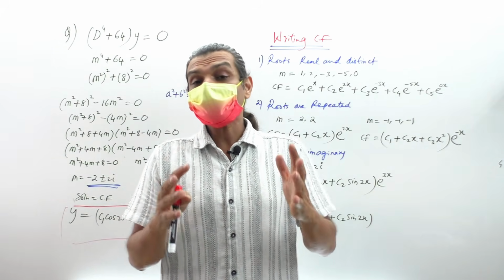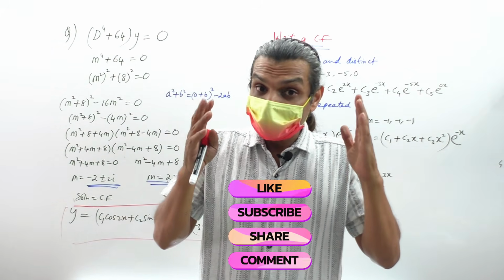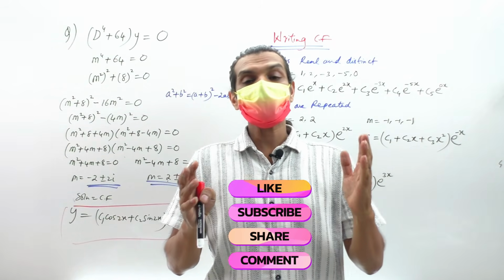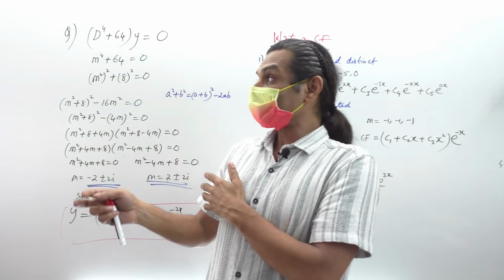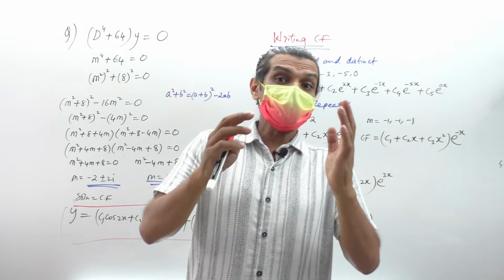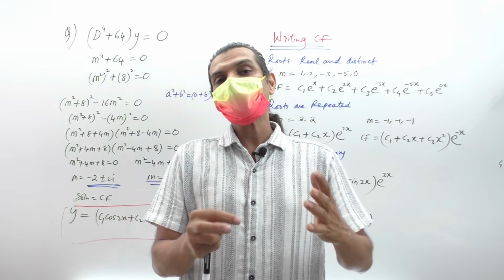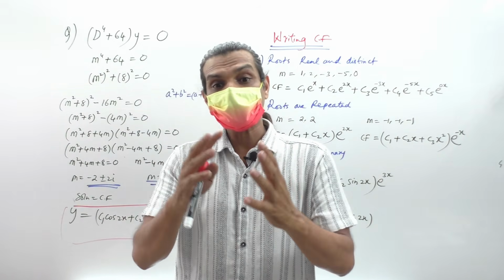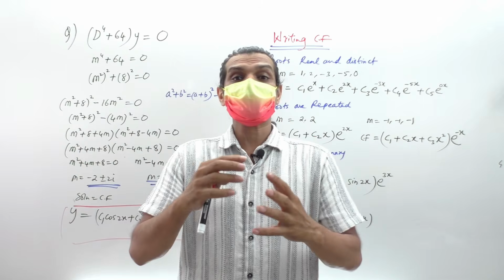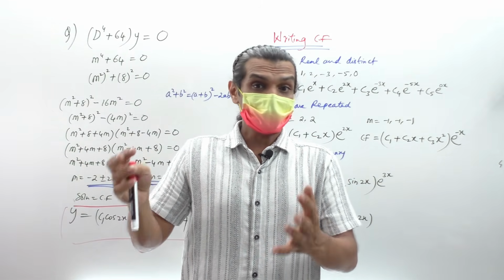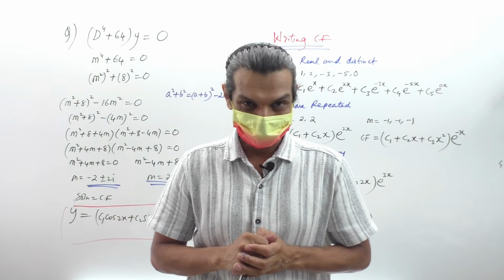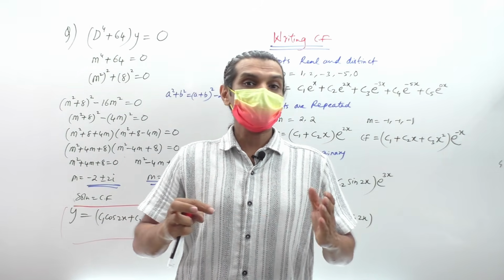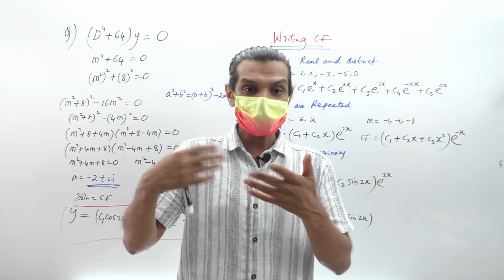But this is not over yet. Listen to me carefully. There are some questions asked in the VTU examination which are CF based, where the right side is given as 0, but they ask for around 6 to 7 marks. Problems like D raised to 4 minus 4D cube minus 23D square plus 12D plus 36, into y is 0. Such problems you have to show manually, step by step. I will show you a couple of those important problems in the next video.